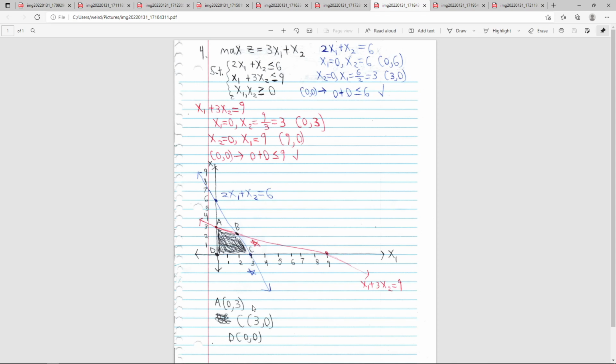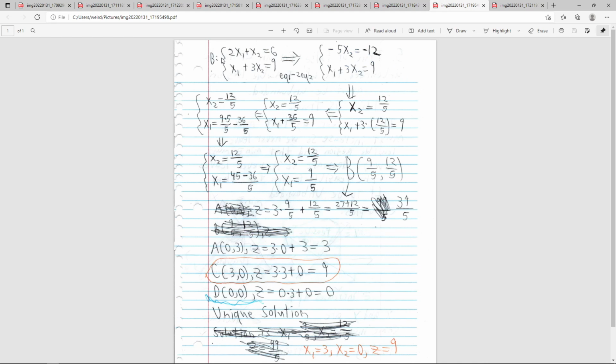And we know point A is 0, 3, point C is 3, 0, and point D is 0, 0. So we calculate point B and eventually we get 9/5 and 12/5. So we do z for B, A, C, and D, so B first. z equals 3 times 9 fifths plus 12 fifths. You eventually get 27 plus 12 over 5, so 39 fifths. We have point A, which gives us just 3. Point C gives us 9. Point D gives us 0.